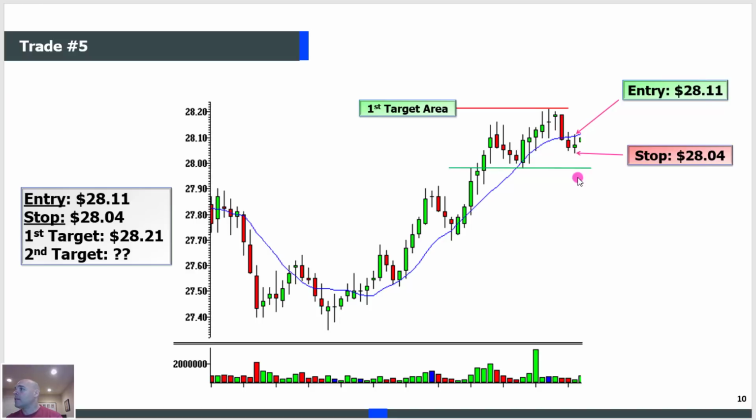Now, do we have any bottoming tails? No, we actually have a topping tail. Okay. Risk to reward, it's about the same. Okay. But this is where I want you guys to think about this.